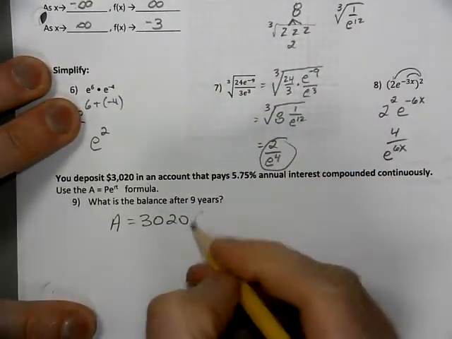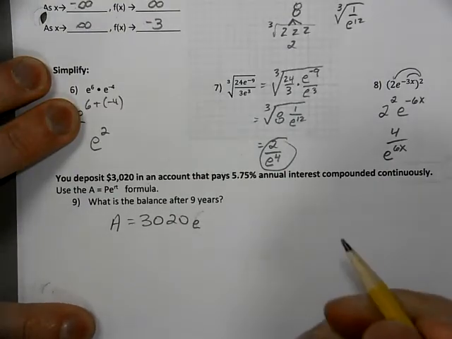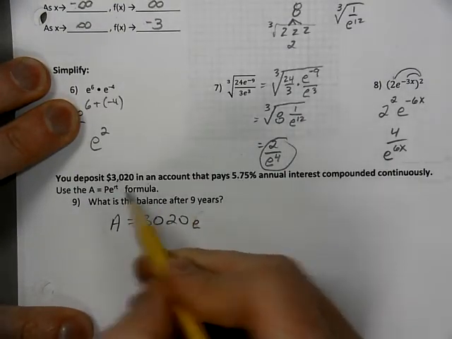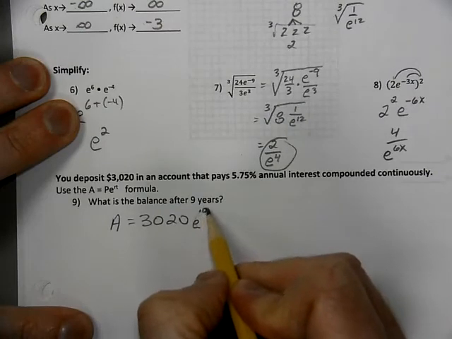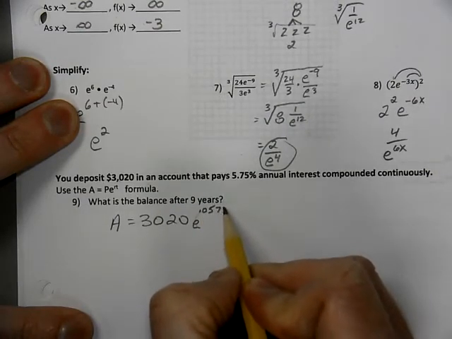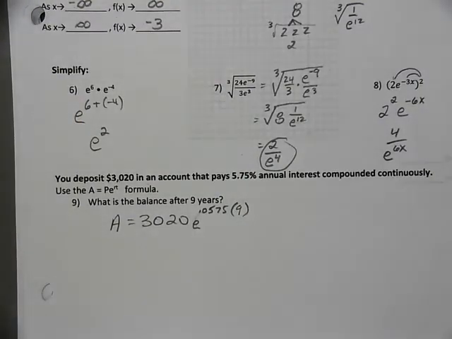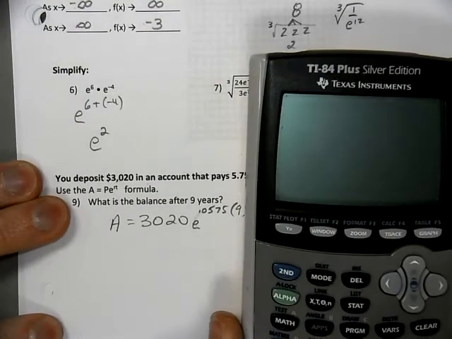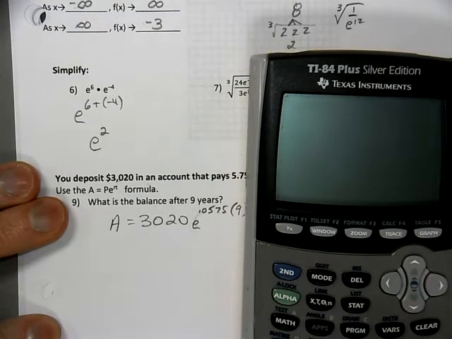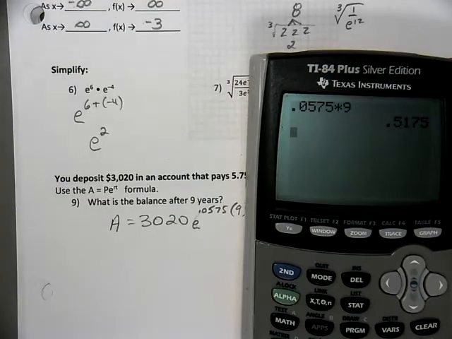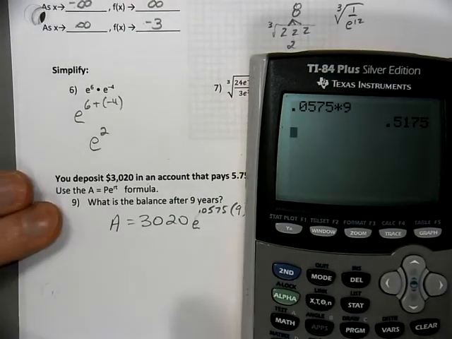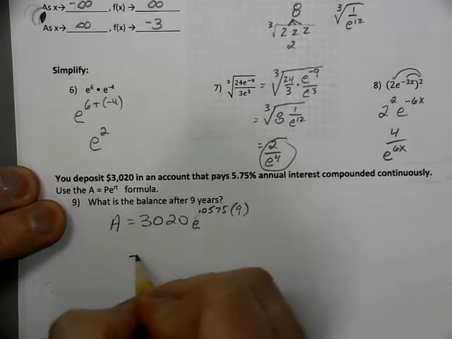The Pert formula uses the letter E. R is your interest rate, 0.0575, and T is the number of years. So we're going to use 0.0575 times the number of years, which comes out to be 0.5175.